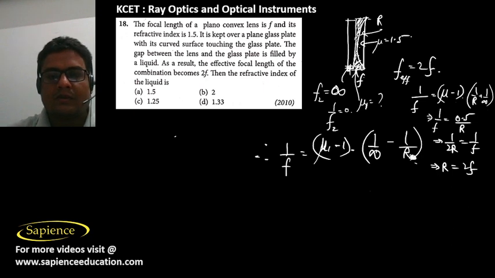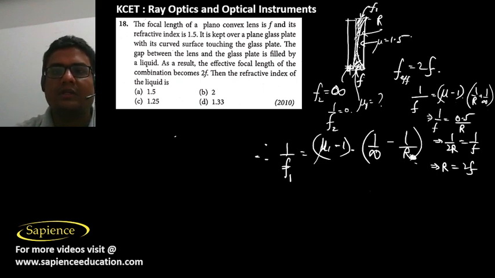So this is 1 by f1. The focal length of this liquid part, let's say it is f1. So 1 by f1 is mu1 minus 1 by 1 by infinity by r. This focal length is f. So I can say 1 by f is equal to mu minus 1 by r.